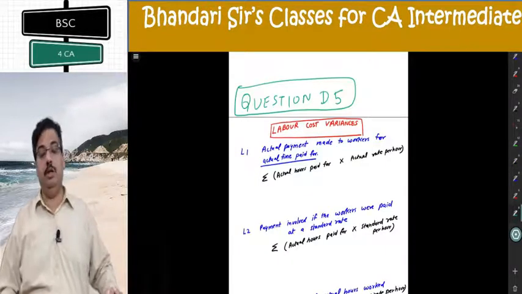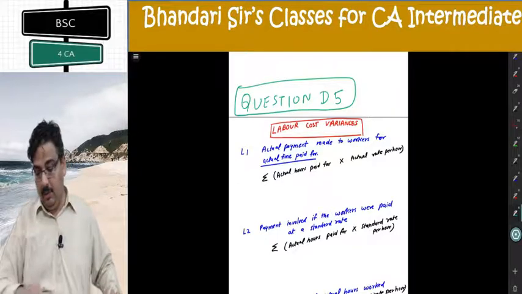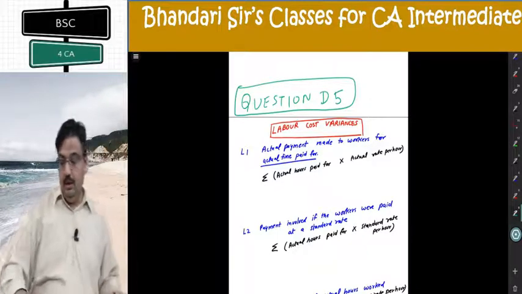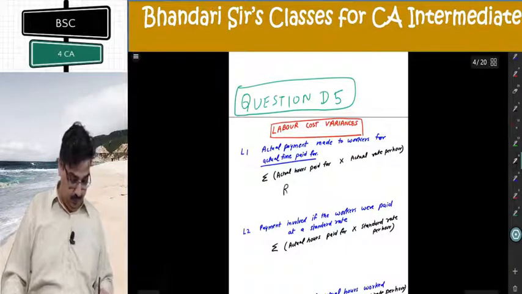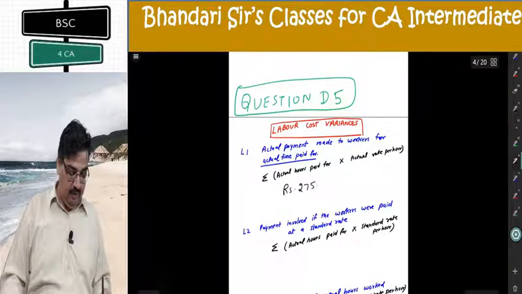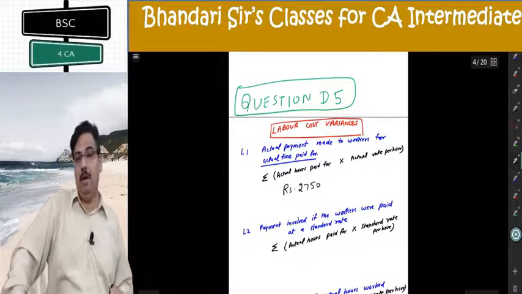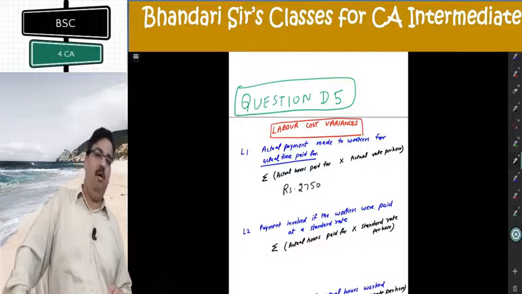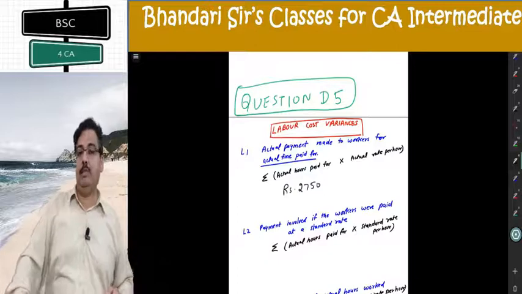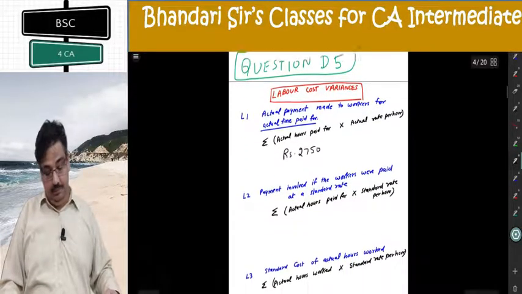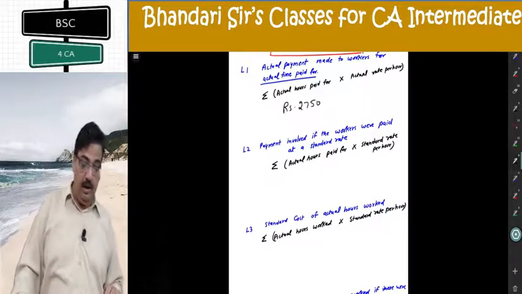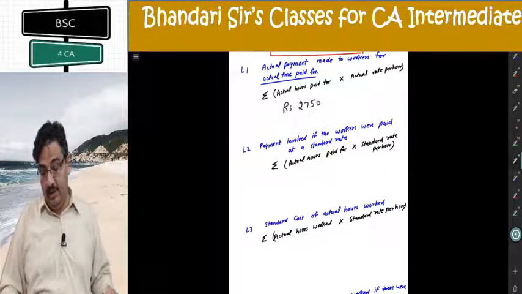So the next question is question D5, probably last question for the day. In this question, wages payable are directly given. 2750 is wages payable. Actual payment, paid or payable is same for us. Accrual concept is to be applied. Then I have to check out the payment involved if they were paid at standard rate.